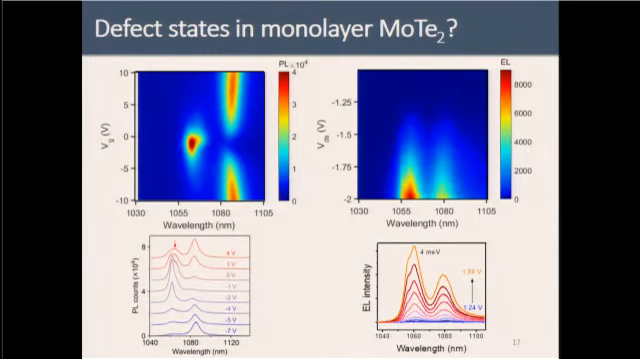And at low temperatures, we also see other fine features of this molybdenum telluride's peaks. As you can see, if you look very carefully, you can see a shoulder near the charge neutrality.